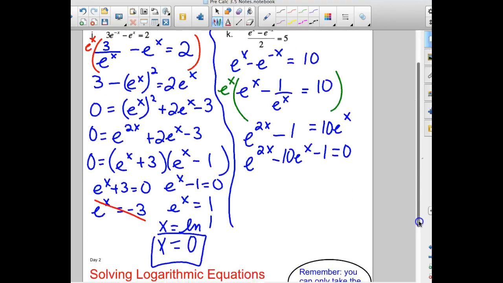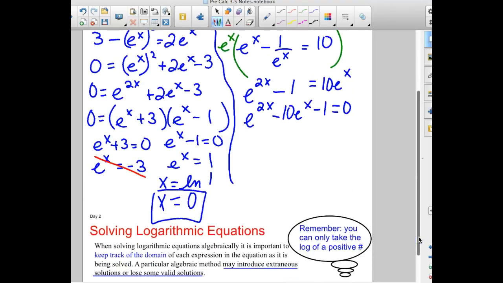It is not factorable the way it is. So I'm going to make this a little more simplified. Let's think of e to the x as just a variable. Let's say w equals e to the x. So we're looking at w squared minus 10w minus 1. And we can either do the quadratic formula, we could complete the square. Let's go ahead and complete the square.